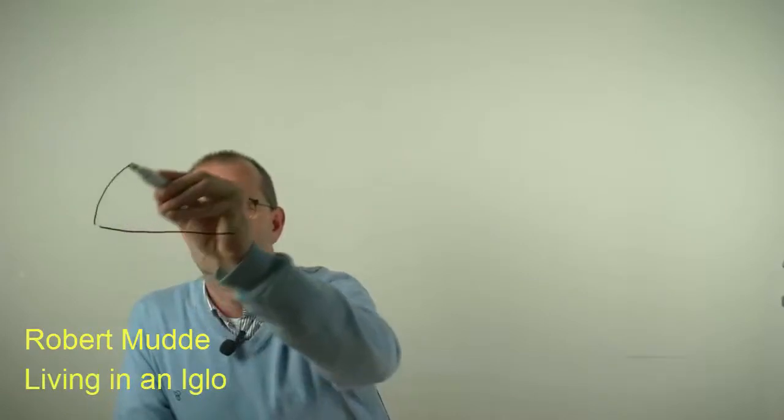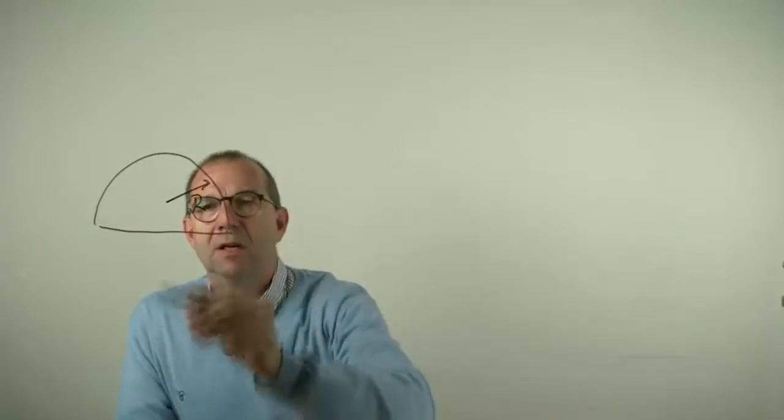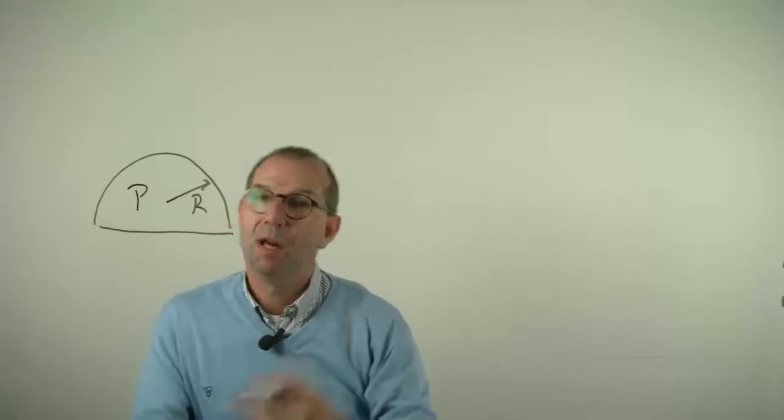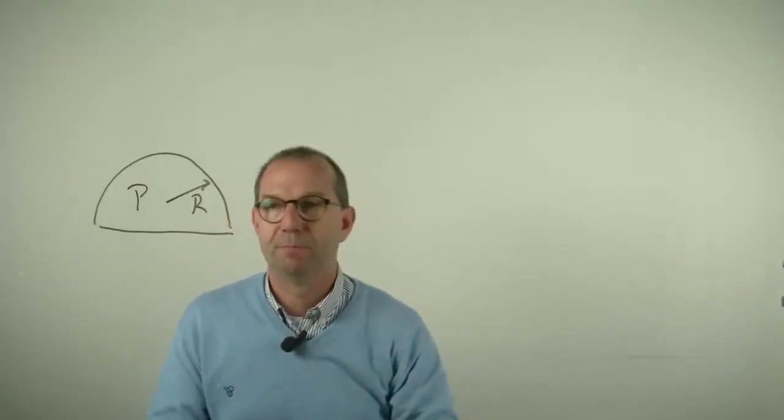In this example we're going to pretend that we live, like the Inuit, in an igloo. That is, our house looks something like this. A half-spherical dome of radius r in which people live that produce heat. Every person roughly produces 150 watts.